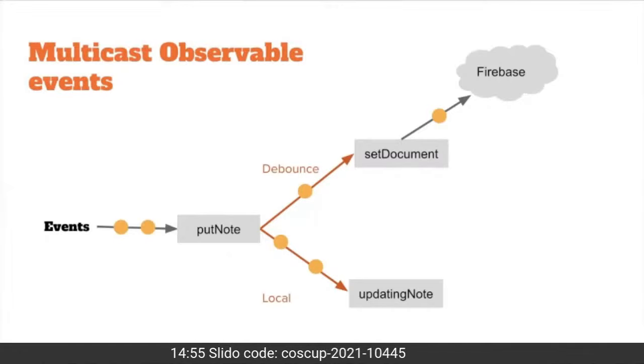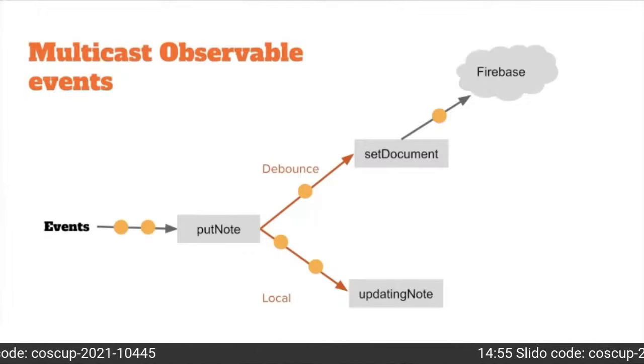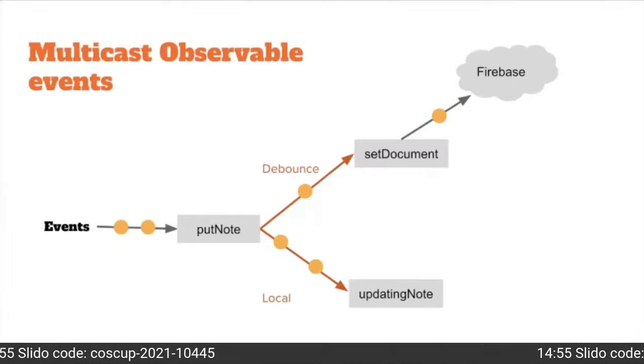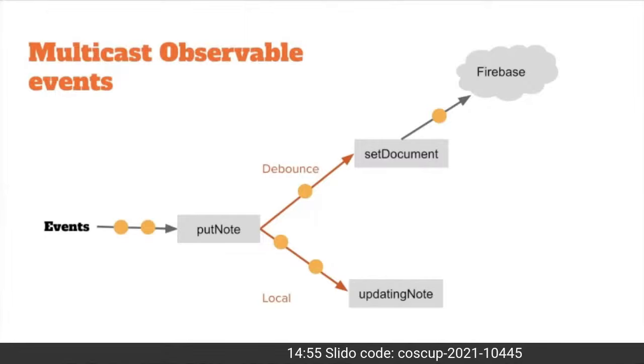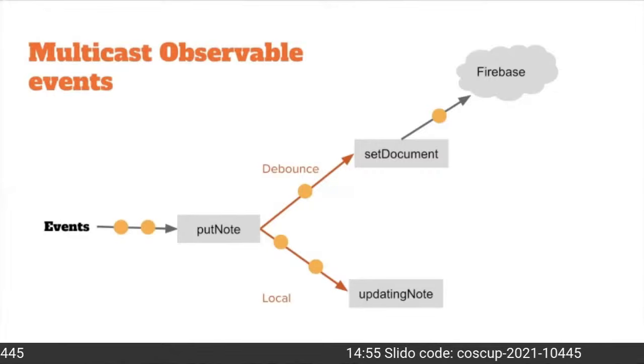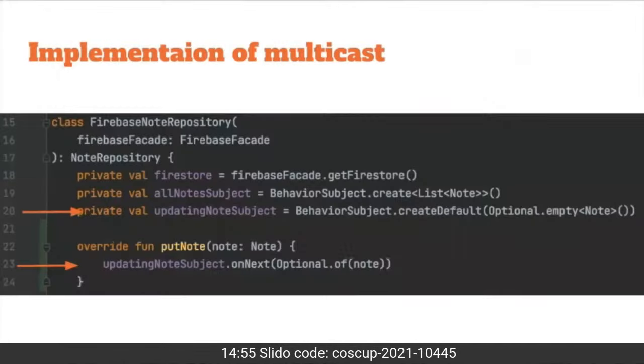So we will need another signal that is only for local, which you can see on the bottom side. So we need to share these signals to two different observables. And this action we call multicast. A multicast means that an observable can share events to two or more observables. So this is the implementation of multicast.